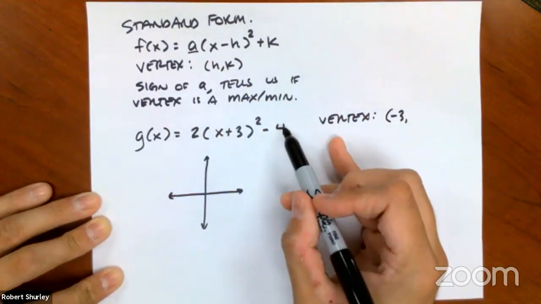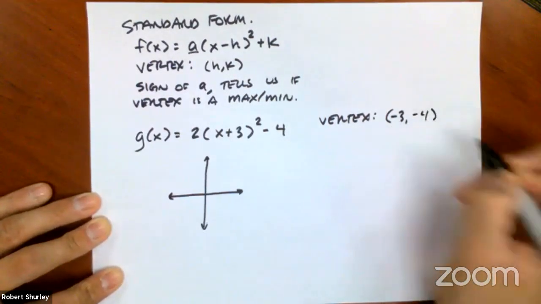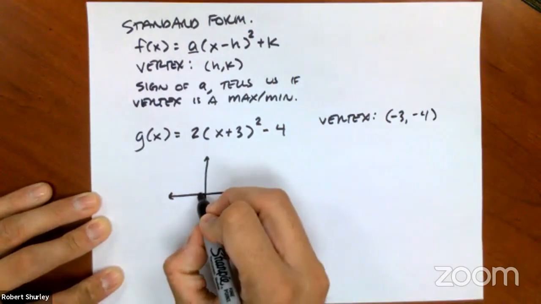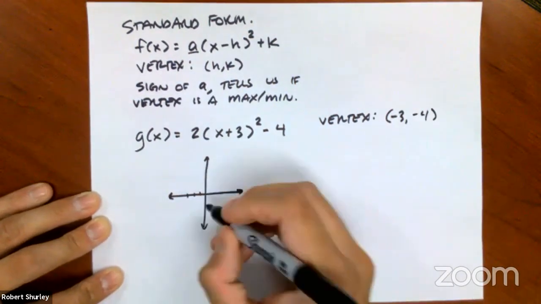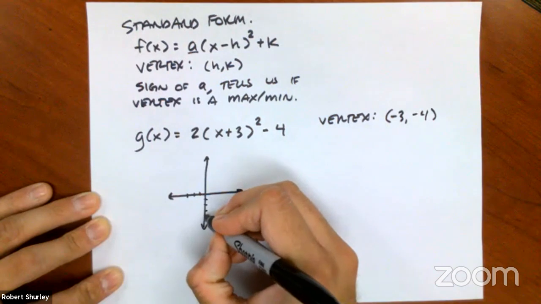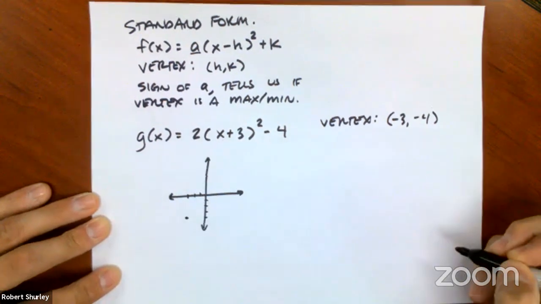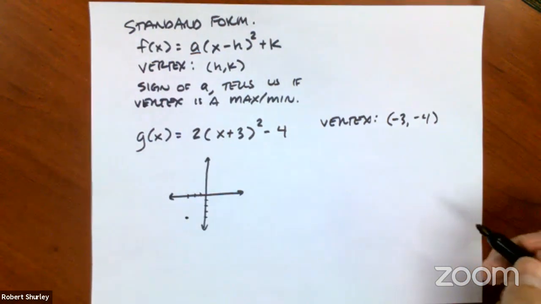And then the k is -4. So we're going to go down 4 units, right? So we go to the left 3. We go down 4, 1, 2, 3, 4. And we know our vertex is going to be right there.